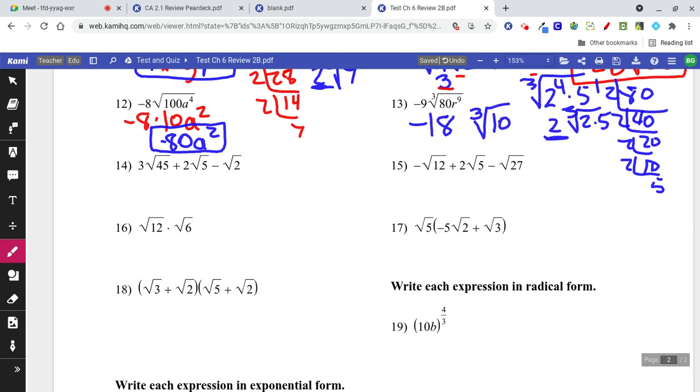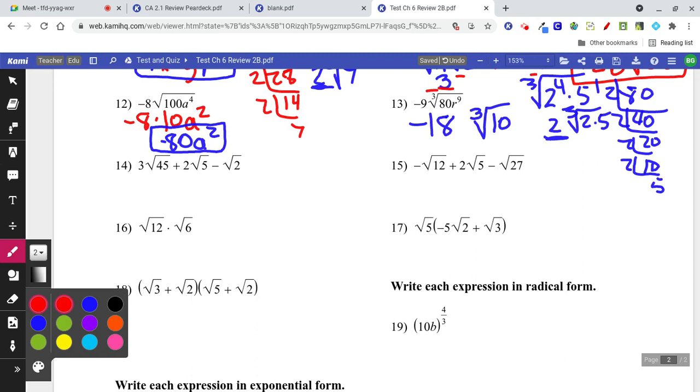And so all that's left is you have to take the 3, do the variables. Maybe I should have done that first. 3 goes into this 9 3 times, so that means 3 of them come out. Negative 18 r to the 3rd times the cube root of 10.